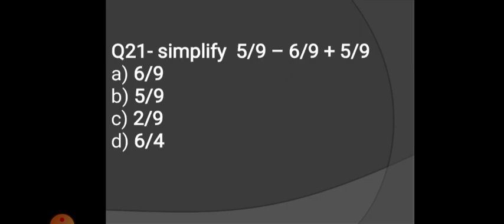Question number 21 is simplify 5 upon 9 minus 6 upon 9 plus 5 upon 9. Options are A 6 upon 9, B 5 upon 9, C 2 upon 9, D 6 upon 4. Now let's check what is the answer of this question. The answer is option A 6 upon 9.